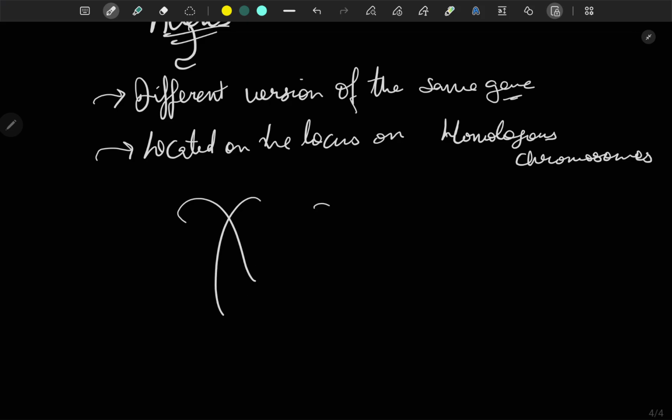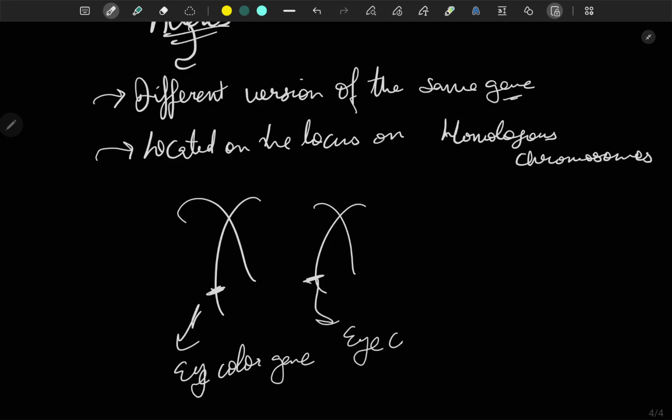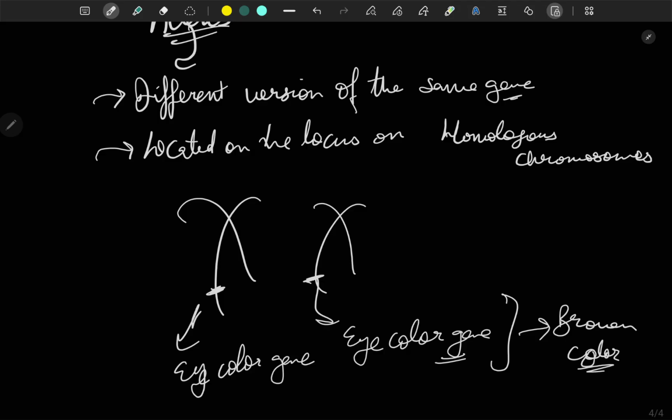For example, these are two homologous chromosomes. At this point on this chromosome, and the same point on the other chromosome, the eye color gene is attached at the same point. This allele gives the brown color. It is located at the same locus. We term this place the locus. So that's why they are called alleles.